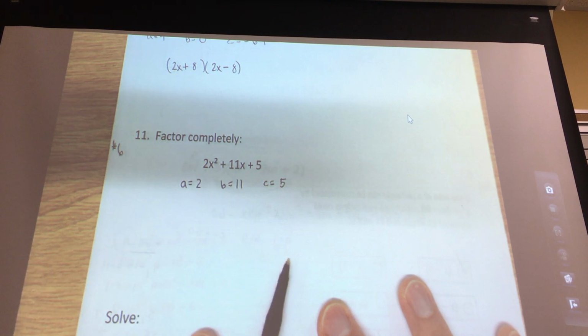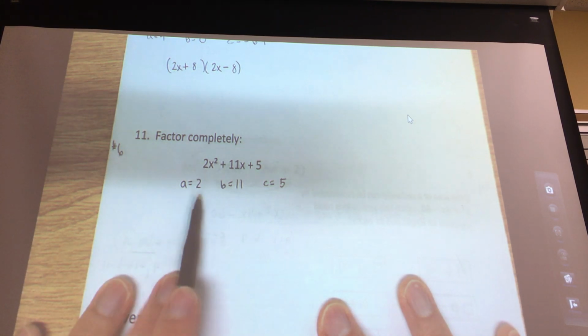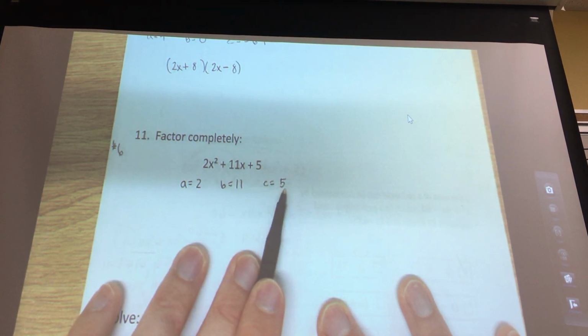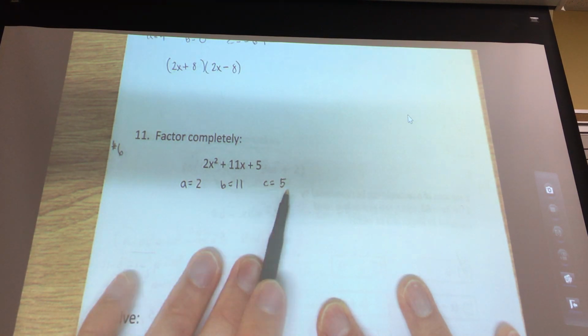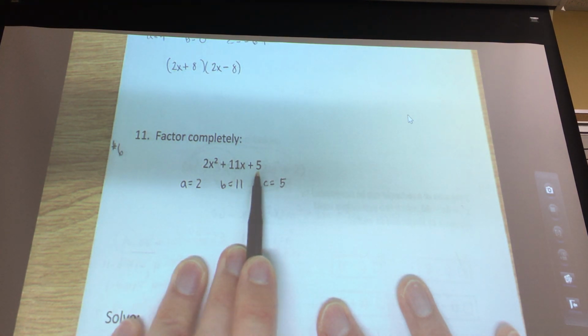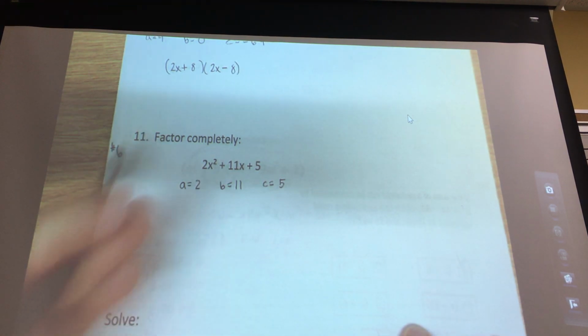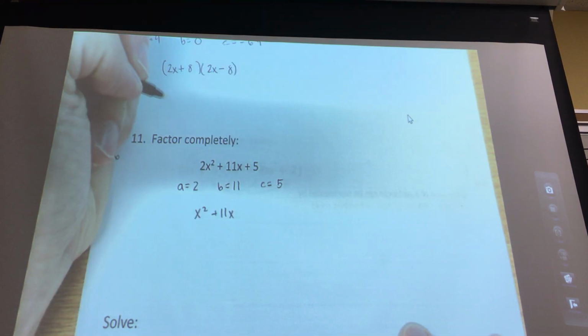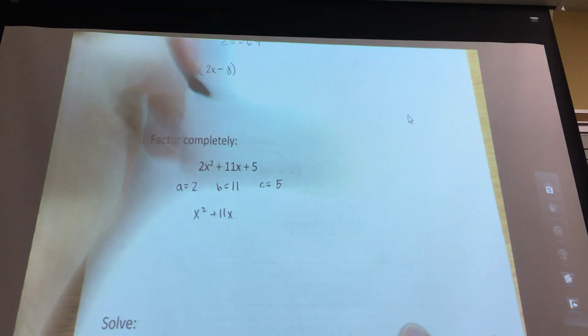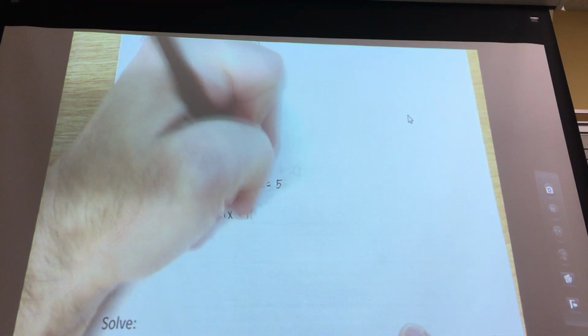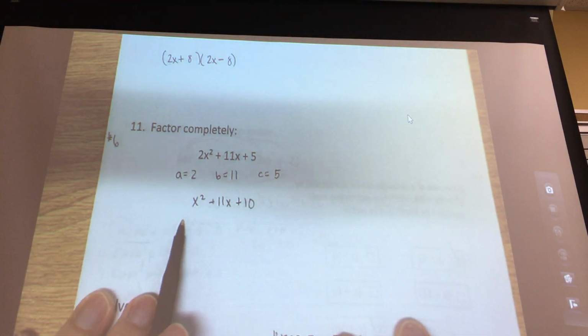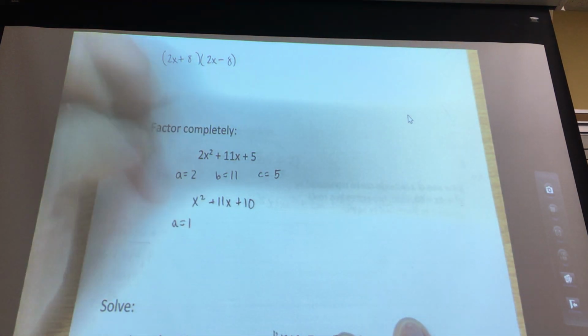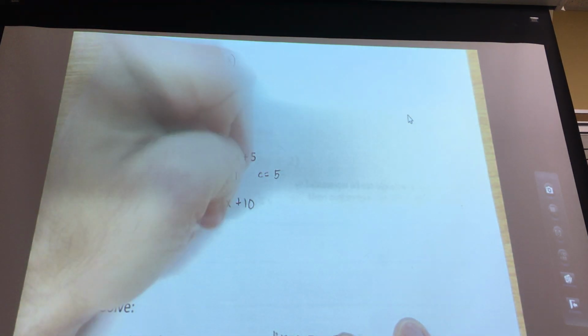So we checked for GCF, it does not exist. Next, you're going to multiply A times C, 2 times 5, which is 10. That's going to replace your original C here, and you're going to lose that original A. So what you're going to have now is x squared plus 11x plus 10. So you're going to have your new A, B, and C. A is going to be 1, B is going to be 11, and C is going to be 10.